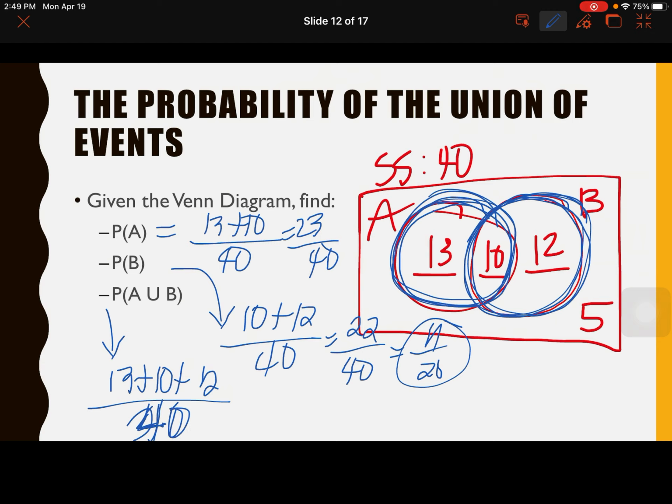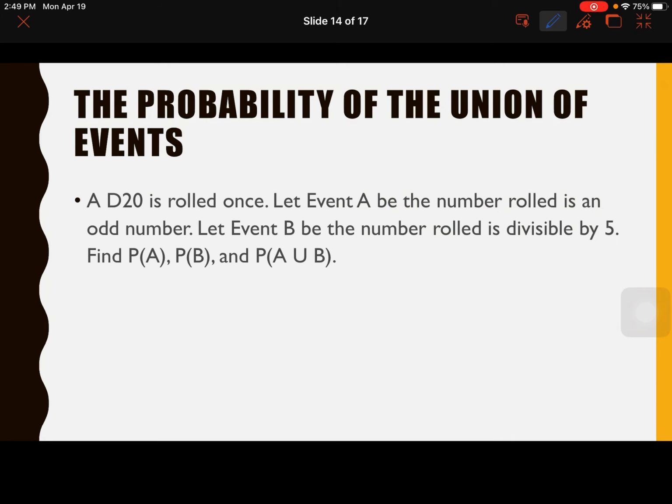40. Okay? So this is going to be 35 over 40. Simplified, that is 7 over 8. Alright? So always remember, your fractions must be put in their lowest terms. Okay. Alright. So now let's proceed to the last example.